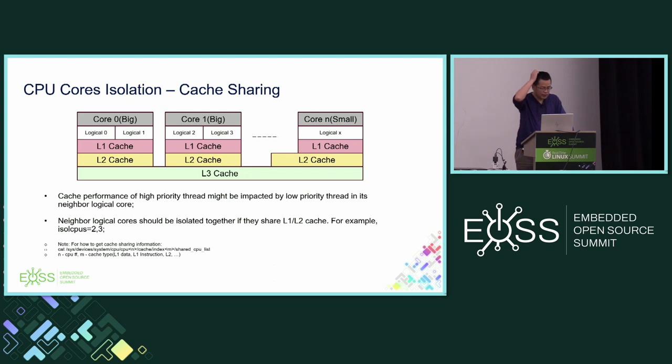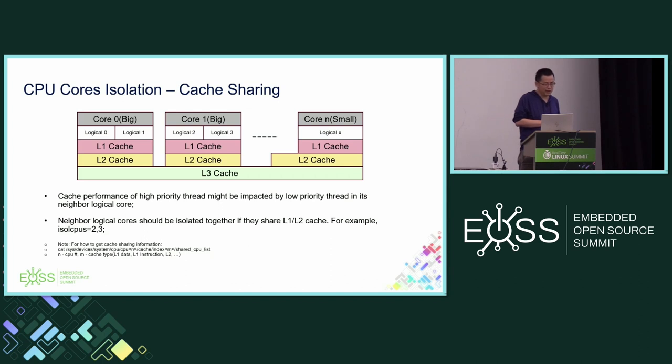This is about cache sharing. This is very important, but usually maybe we ignore it as well. The cache performance of a high priority task might be impacted by a low priority task on an enabled logical core. For example, you are running a real-time thread, a high priority thread, controlling a robot arm on logical core 2. At the same time, there is a low priority task which just saves an offline log to the file system, on logical core 3. Because logical core 2 and logical core 3 share L1 and L2 cache, your high priority task's cache performance might be impacted by the low priority task.